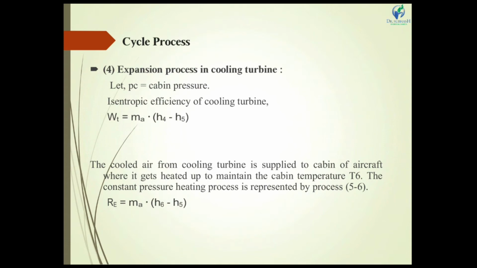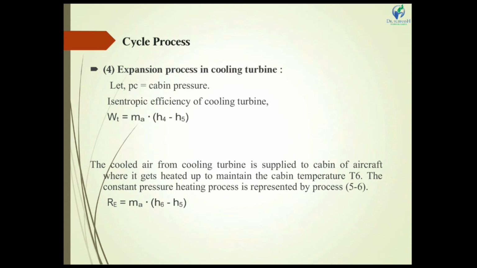The expansion process occurs in a cooling turbine, where the pressure and temperature are lowered. The work of the turbine is m × ΔH, where m is the mass flow rate and ΔH is the enthalpy difference, H4 minus H5. The cooled air from the cooling turbine is supplied to the cabin of the aircraft, where it gets heated up and maintains the cabin temperature T6, the end of the chart.